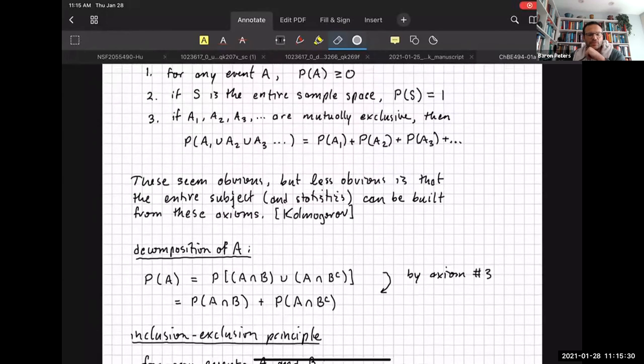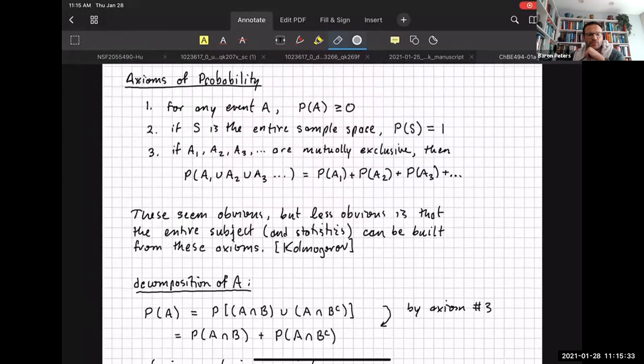Okay, now let's go back and think about something that we just learned in the context of these axioms. And let me continue to show the axioms up here. When we talked about a decomposition of A into its overlap with B and B complement, we saw that we could write the event A as this big thing that's inside here.